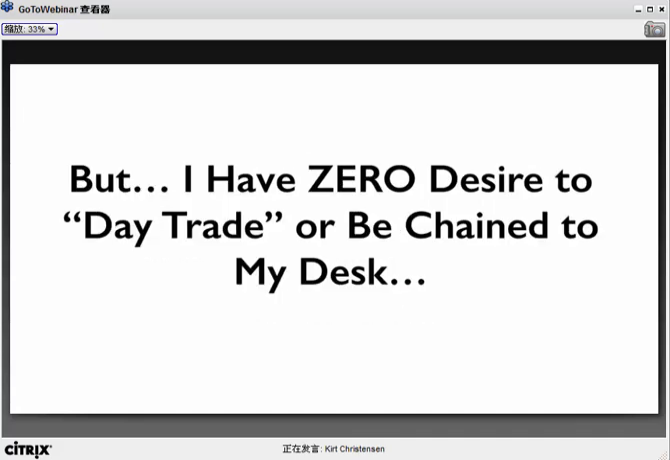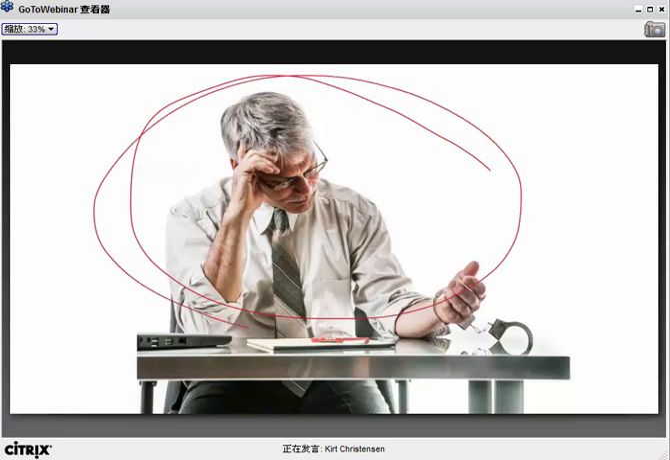But I also don't want to day trade or be chained to my desk. If you see this picture here, this reminds me a lot of day traders when they get into the market. All they want to do is sit in front of their computer, and even when they're on vacation, or they can't really go on a vacation, they have to watch their positions at all times.